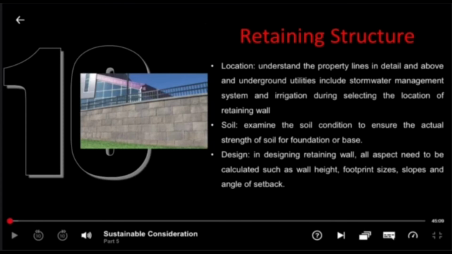To ensure a sustainable retaining structure, three aspects need to be considered. That is location, soil and design. For location, understand the property lines in detail and above and underground utilities, including stormwater management system and irrigation, when selecting the location of the retaining wall. For soil, examine the soil condition to ensure the actual strength of soil for foundation or base. Lastly, for design, in designing a retaining wall, all aspects need to be calculated, such as wall height, footprint size, slopes, and angle of setback.